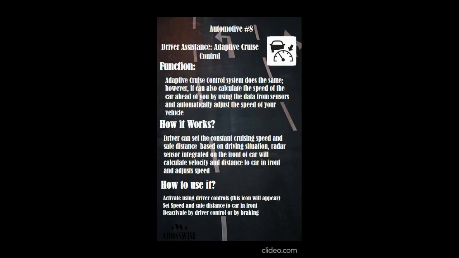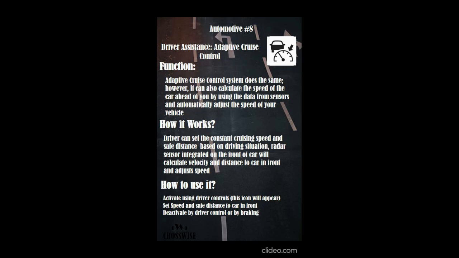In the last video, we talked about cruise control. In this video, we'll talk about adaptive cruise control, which is an advanced function. An adaptive cruise control system does the same function. However, it can calculate the speed of the car ahead of you, using data from sensors like radar, and automatically adjust the speed of the vehicle.